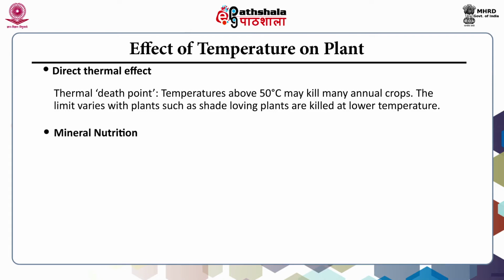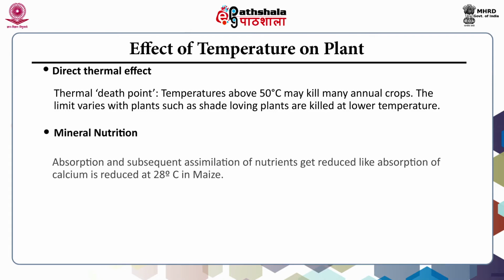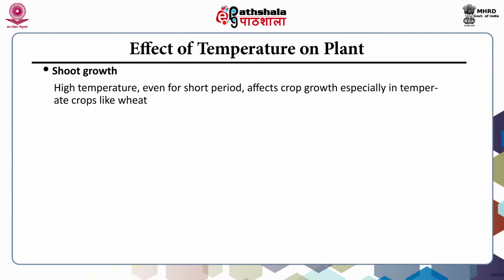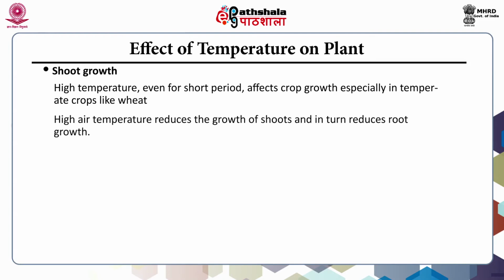The other one is it affects the mineral nutrition. Absorption and subsequent assimilation of nutrients get reduced, like absorption of calcium getting reduced at 28 degrees Celsius in maize. Nutrient uptake is affected by both soil and air temperature in rice. Nitrate reductase activity decreases under high temperature. At higher temperature, even for a short period, it affects the crop growth, especially in temperate crops like wheat. The high air temperature reduces the growth of shoots and in turn reduces the root growth.